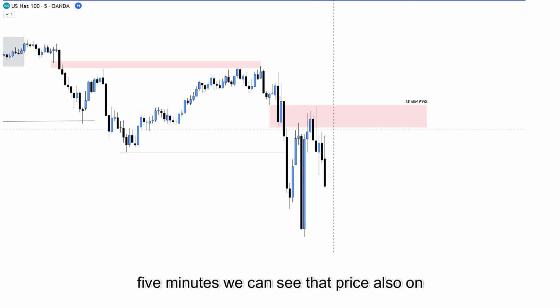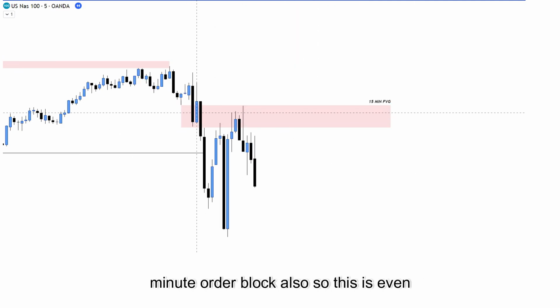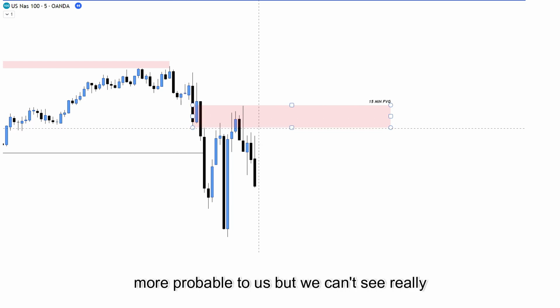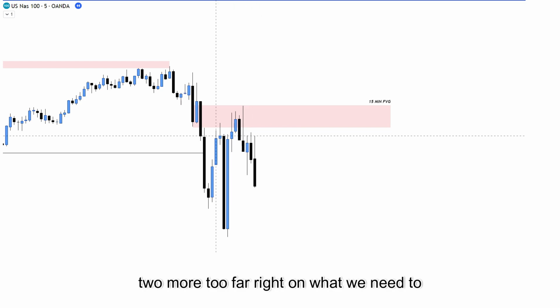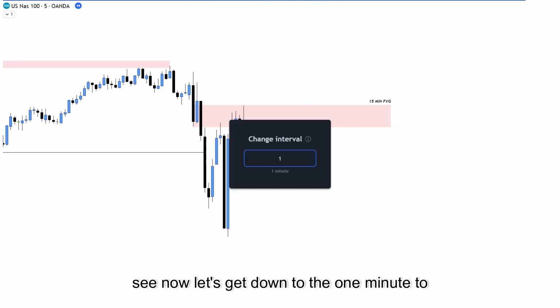And now on the 5 minutes, we can see that price also left this 5-minute order block. So this is even more probable to us, but we can't see really too far right on what we need to see. Now let's get down to the 1 minute to see even more price action.